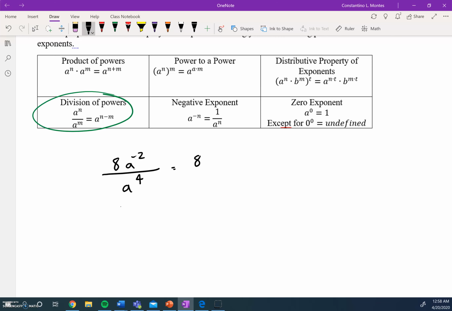Done. Perfect. Alright, so let's do maybe one or two more. Let's get rid of this stuff. Let's make it a little bit more complicated.